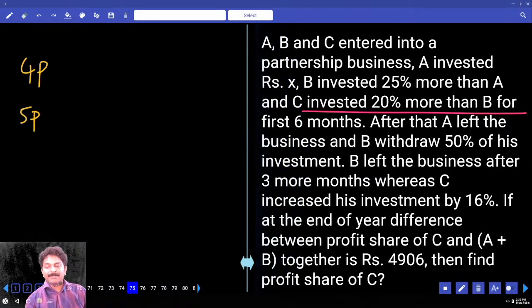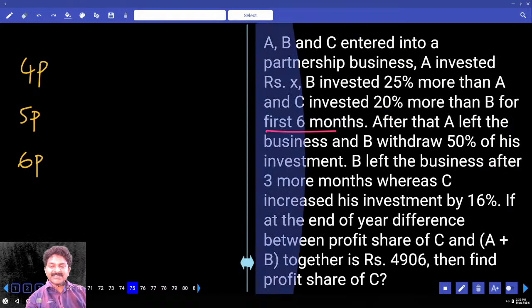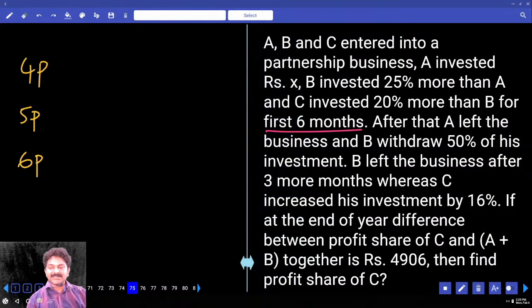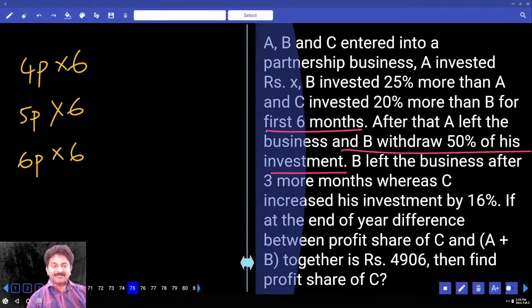C invested 20% more than B. 20% of 5 parts is 1 part more, so 6 parts. These are their investments, for the first 6 months only. After that, what happened? A left the business. B withdraws 50% of the investment.